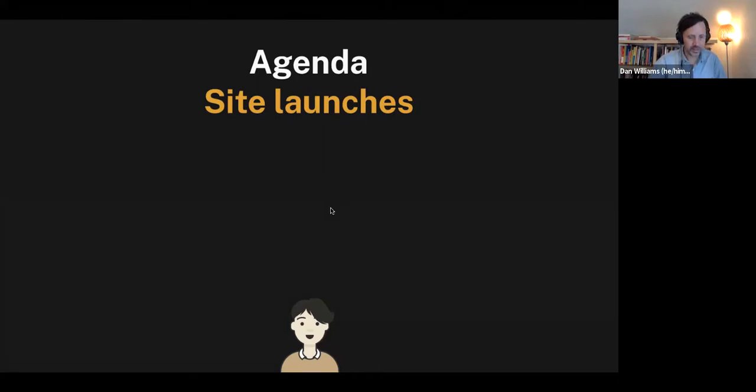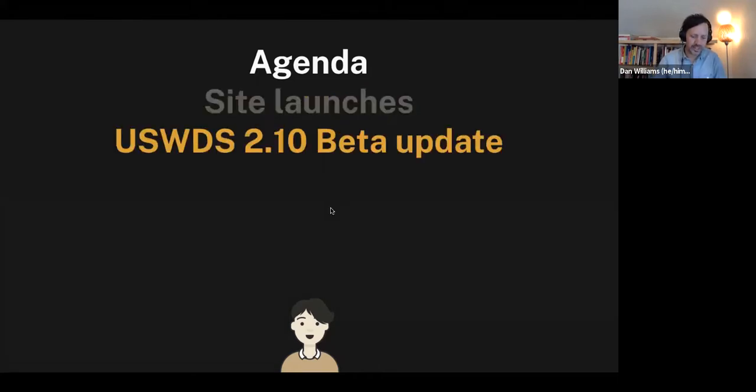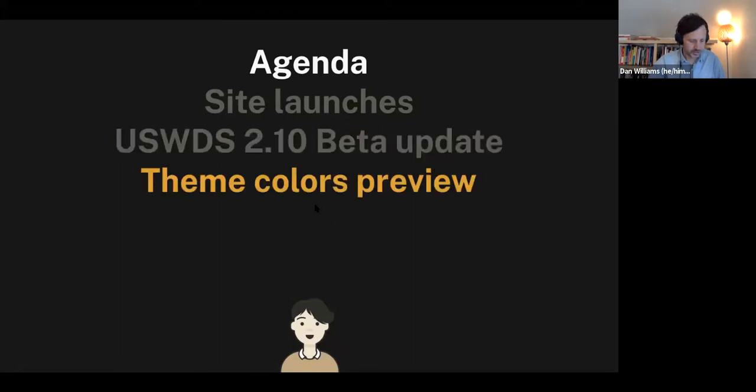And then give an update on the USWDS 2.10 beta, sort of what we've learned so far and what's coming up. And then I'd like to introduce some proposed changes to our theme color guidance, explain some existing issues with theme colors, talk about what we're trying to do to address them and what this might mean for your project.